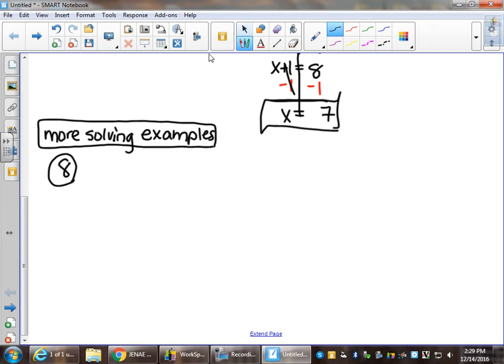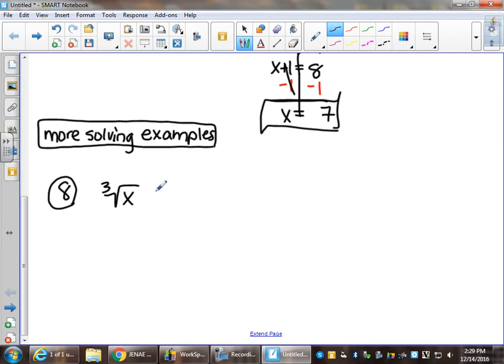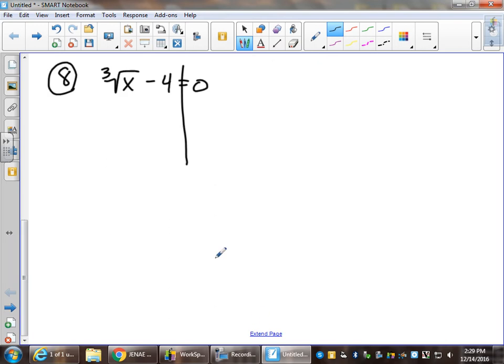Number 8 says, the third root of x minus 4 equals 0. What are we going to do first? As always, I want to isolate the root term or radical term first. If there's something I can add or subtract, I will do that first. So I will add 4 to both sides. So I have the third root of x equals 4.